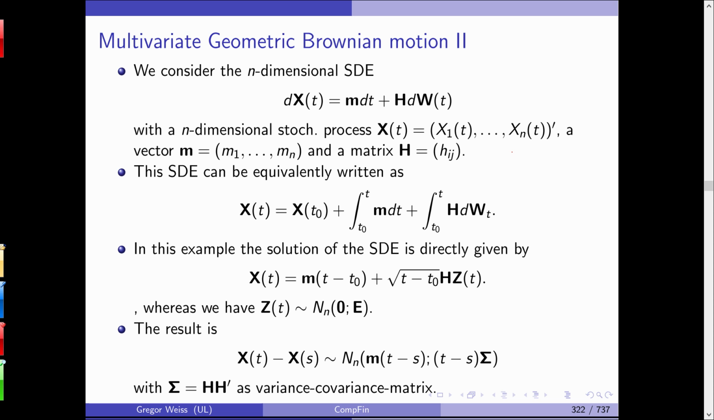And again, in this case the increments are n-dimensionally normally distributed, and you can write it a little differently. Instead of just taking H, you set Sigma equal to H times the transpose of H, and this then is the variance-covariance matrix of this n-dimensional multivariate normal distribution.